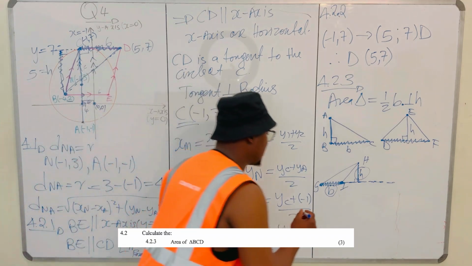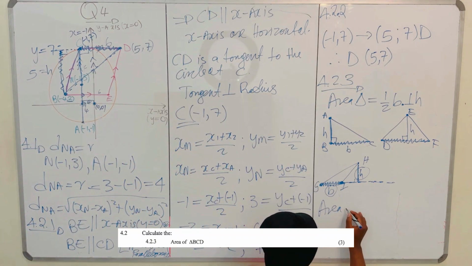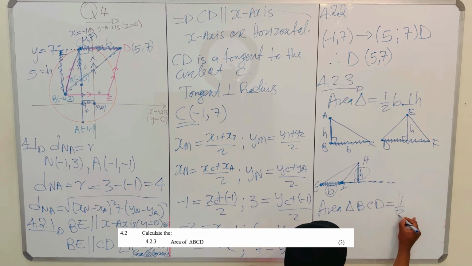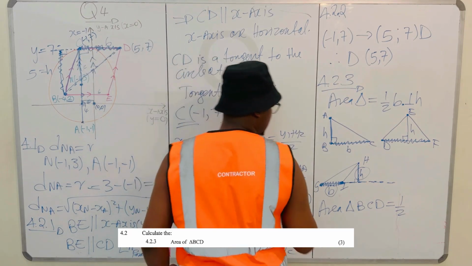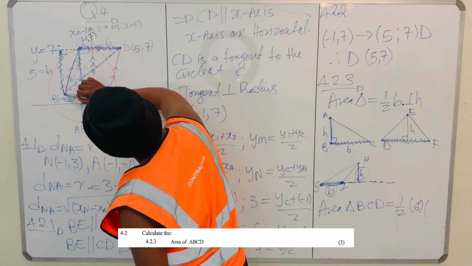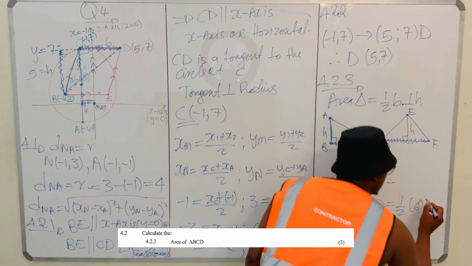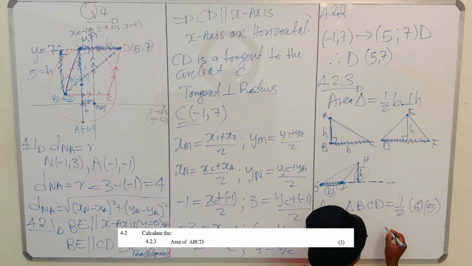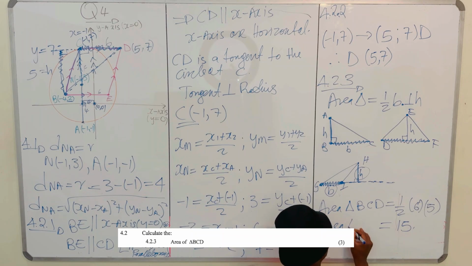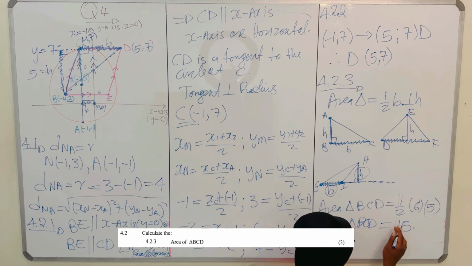So if you want your area of triangle BCD, it should be half base times height. What is your base? Your base is that one, it's 6 units. Times your height. What is the height of this? From 2 to 7, it's 5 units. So your area should be 15 square units. So your area, triangle BCD, is equal to 15 square units.